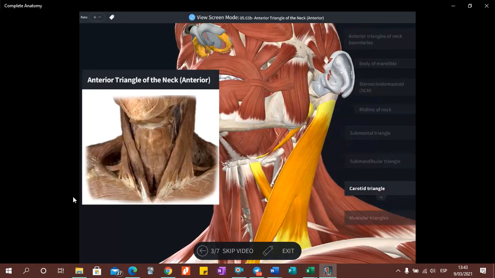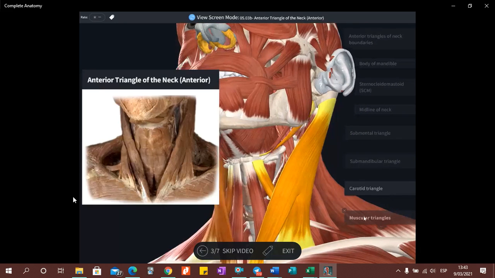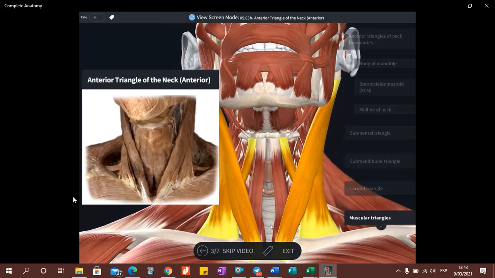Here is your carotid triangle, and you can see it's the superior belly of the omohyoid, the anterior border of the sternocleidomastoid, and the posterior digastric. And then the muscular triangle, where you have the midline of the neck again, the sternocleidomastoid, and the superior belly of the omohyoid in this case.